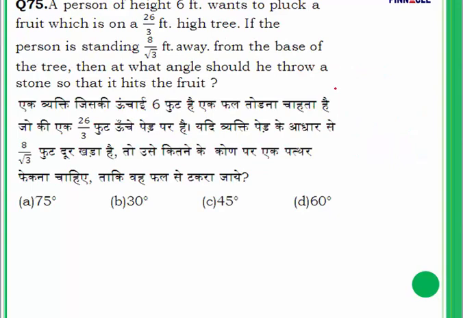Question number 75. A person of height 6 feet wants to pluck a fruit which is on a 26 by 3 feet high tree. If the person is standing 8 by root 3 feet away from the base of the tree, then at what angle should he throw a stone so that it hits the fruit? Now question is given in this format. This is the tree and this is the person, the person is 6 feet long. This is 6 feet and total is 26 by 3. You can say 26 by 3 minus 6.